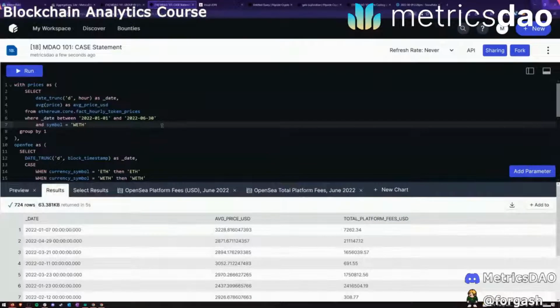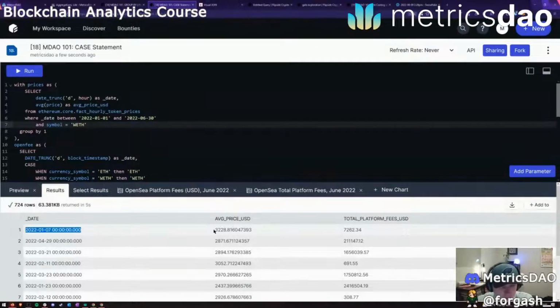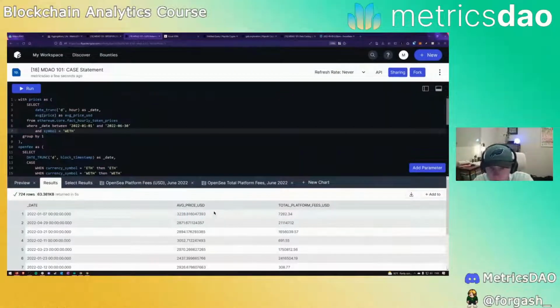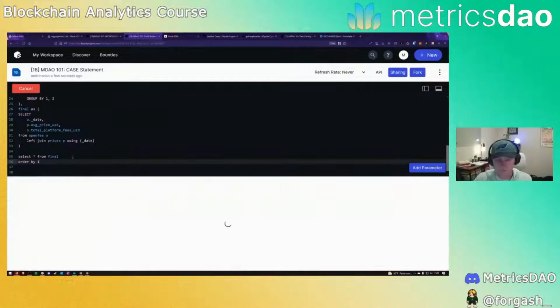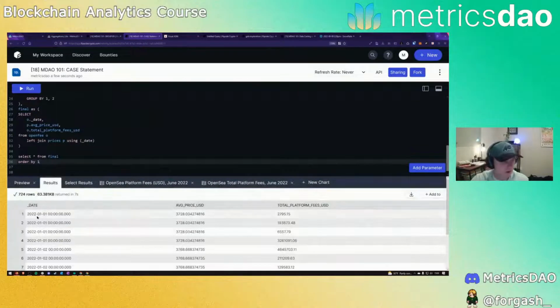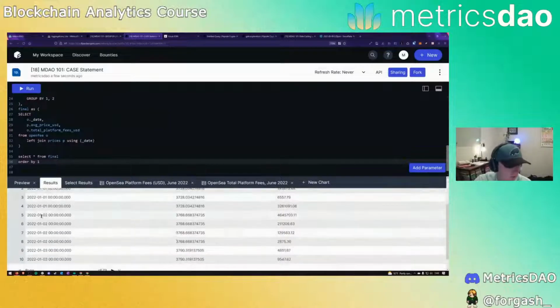So now, it's not ordered, but that's okay. But we have on January 7th, average price of ETH was a lot higher than it is now. Total platform fees in US dollars were $72.62. Let's order this because it's a little messy, so let's go order by 1. And we have 4 records per date. That's kind of weird. Anyone know why?